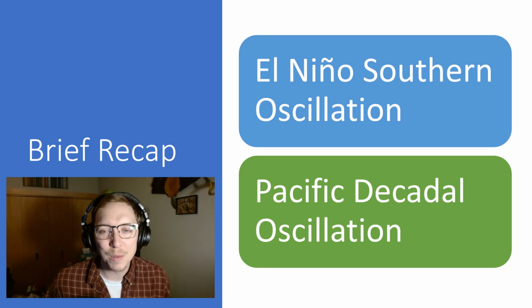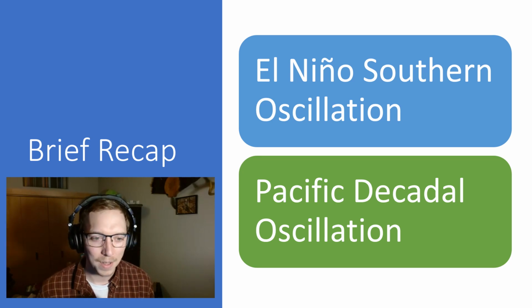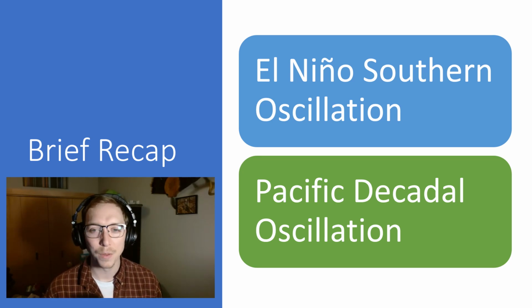So brief recap, we talked about the El Niño-Southern Oscillation and Pacific Decadal Oscillation and how those really impact weather events across our world.